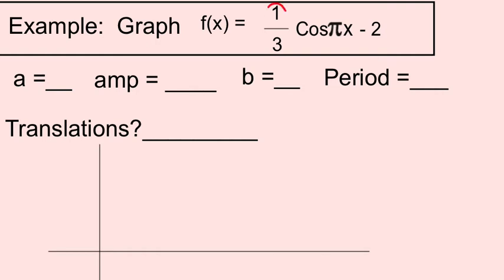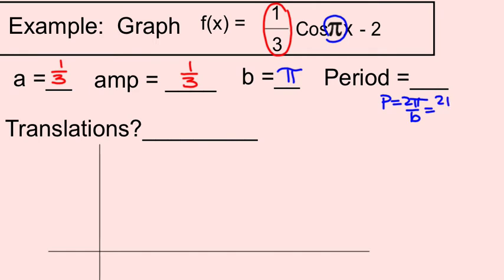So here's our a value. So our a value is 1/3. So that means our amplitude is absolute value of 1/3, which is just 1/3. Our b value is pi. Haven't seen that yet, that you have not just a number. So to find my period, I go 2 pi over b. 2 pi over pi. What happens is those pi's cancel out and we're left with 2. So my period is 2 radians.